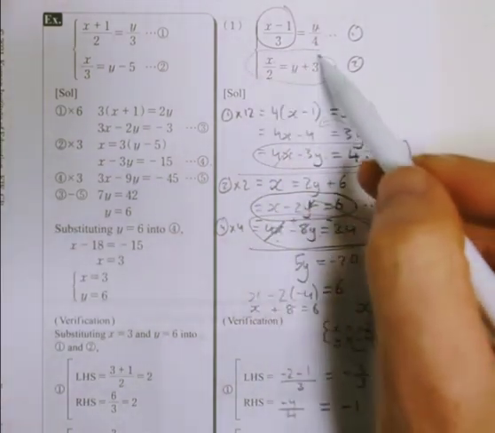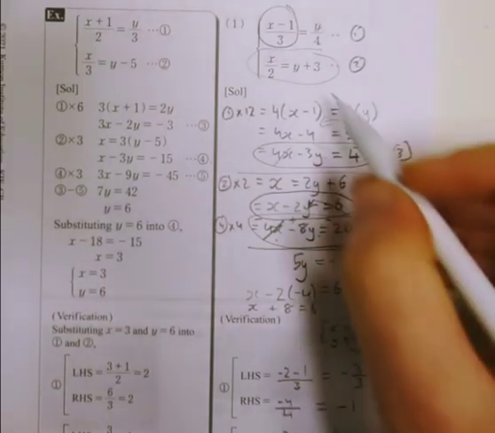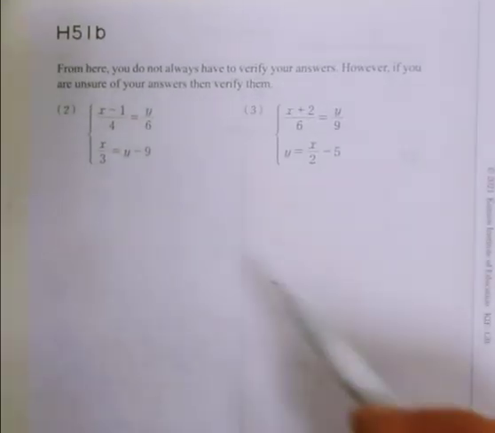Do the same then to the second equation, left hand side. I'm going to plug our x value in, so that's minus 2 over 2, which equals minus 1. And the right hand side would be minus 4 plus 3, which also equals minus 1. Okay, so you only have to verify on that question. You don't have to verify these, but I'll just get you started with this one.